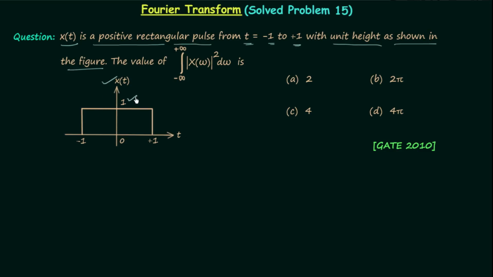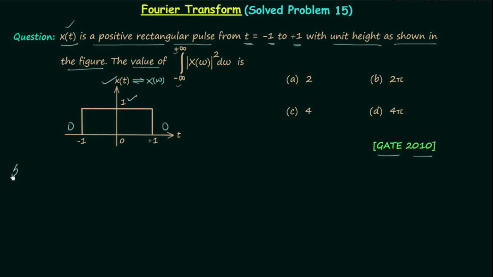It is equal to 1 from -1 to +1, and for other values of time t, it is equal to 0. So we are having a rectangular function as our time domain signal x(t), and x(t) is having the Fourier transform equal to X(omega), and we need to find the value of this integral. The integral is equal to integration -infinity to +infinity |X(omega)|^2 d omega, and there are 4 options, and we have taken this question from GATE 2010 exam.